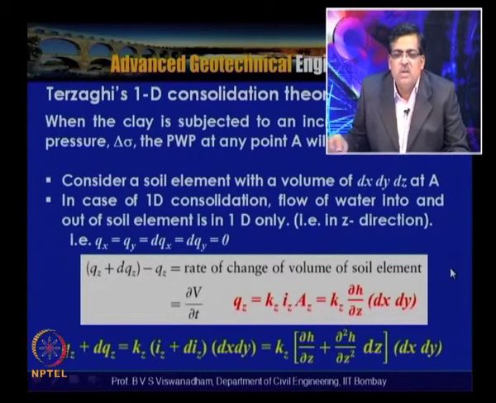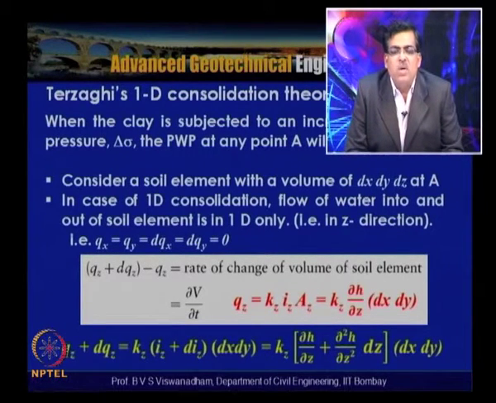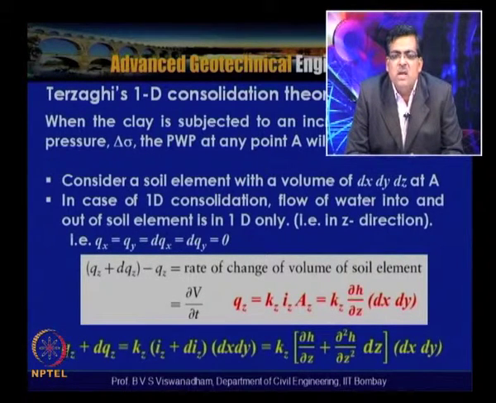In the case of one-dimensional consolidation, the flow of water into and out of the soil element is one-dimensional only, that is, in the z direction. So, Qx is equal to Qy, that is, the change in flow in the x and y directions is also 0, because one-dimensional consolidation is valid if you have a soil deposit subjected to large area loadings. For convenience, assume that the loading is instantaneous in nature and extends over a large area. In that case, one-dimensional consolidation predominantly takes place.